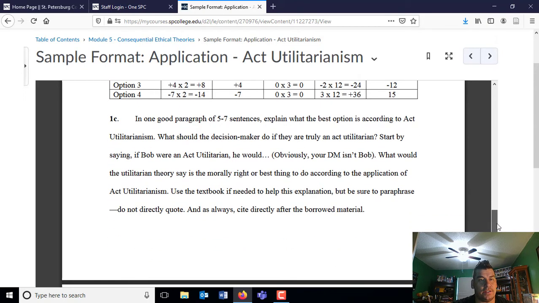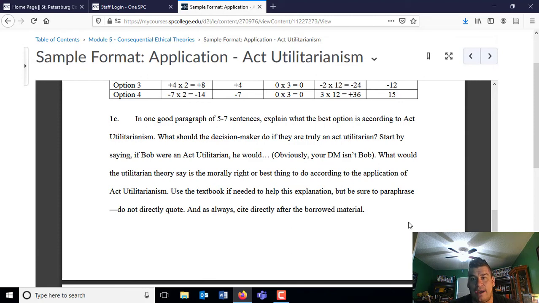So then in the third section, 1C, you're just going to have a good paragraph of 5 to 7 sentences explaining the best option according to Act Utilitarianism. What should the decision maker do if they were truly Act Utilitarian? Start this paragraph by saying, if Bob were an Act Utilitarian, he would do nothing about his wife's cheating. That is probably what that chart would say. And then explain why the utilitarian theory got you there, why that's the morally best thing to do.